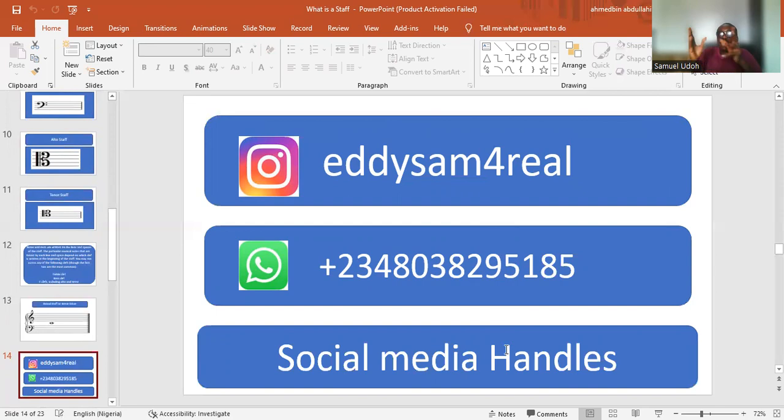In the next lesson, we are going to be looking at each of the clefs in detail. So if you're a musician, a singer, a chorister, if you're into music, this lesson is very, very good for you to acquire theoretical musical knowledge.